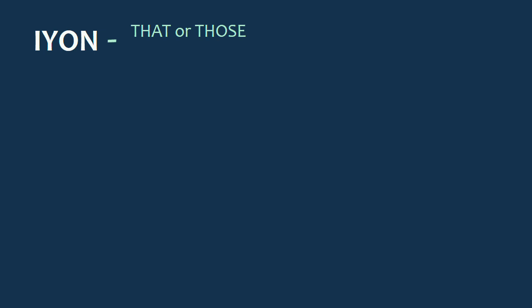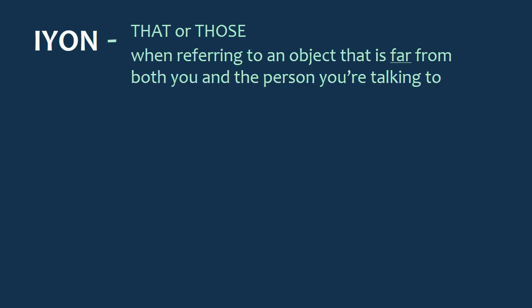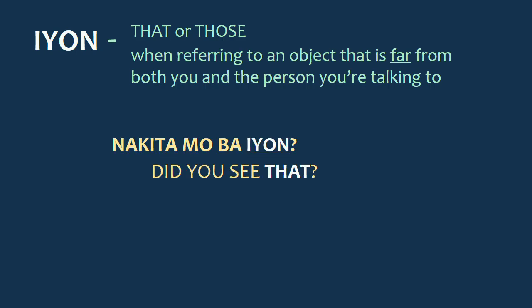Last one is iyon. Now, iyon is also that or those in English, but this time you are referring to something that is far from both you and the person that you're talking to. Halimbawa, nakita mo ba iyon? Did you see that? So you're probably pointing at or you're probably referring to something that is far from you and the listener.